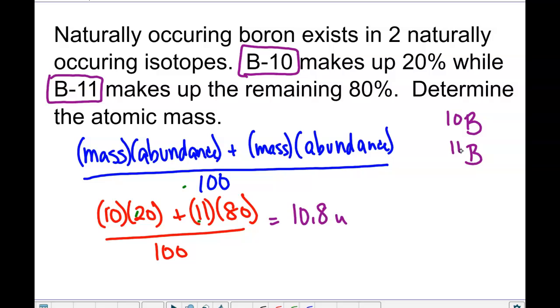But let's do a little reality check. 10.8 is closer to 10 or closer to 11? You're right, closer to 11, exactly. So we have an average that's closer to 11 because the abundance of boron 11 is greater than the abundance of boron 10.